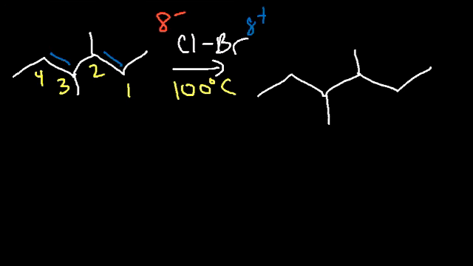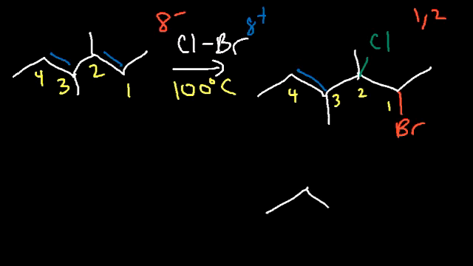The element that has the partial positive charge, we're going to put on carbon 1. And chlorine, which is electronegative with respect to bromine, we're going to put on carbon 2. So the double bond is going to remain between 3 and 4. So this is 1, 2, 3, and 4. Now let's draw the other product. This is the 1,2 addition product.